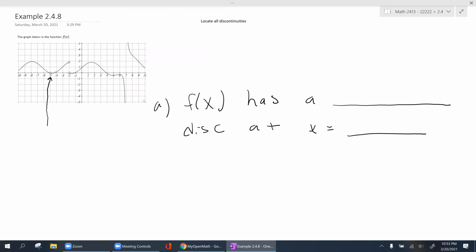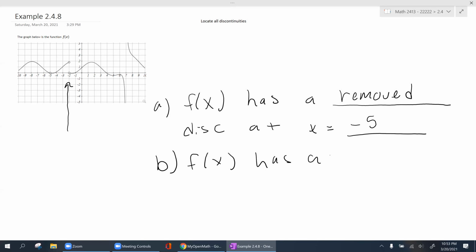What type of discontinuity? Which one of the three would you think that one is? If you said removable discontinuity at x equals -5, you're correct. Let's move on to this side. f of x has what type of discontinuity? A jump discontinuity, at what x value? At x equals -2.